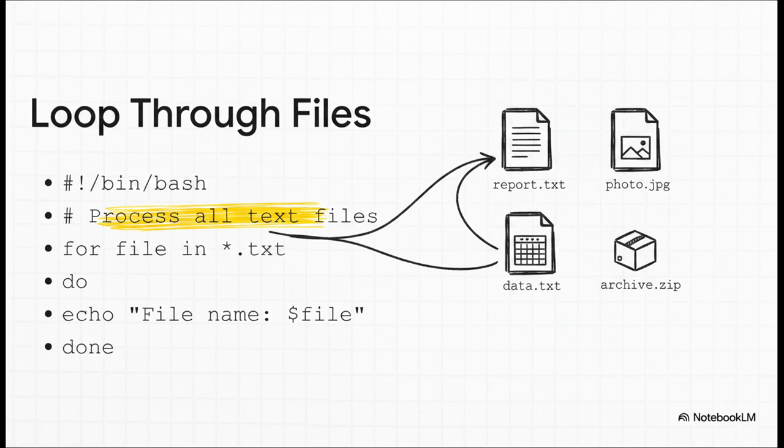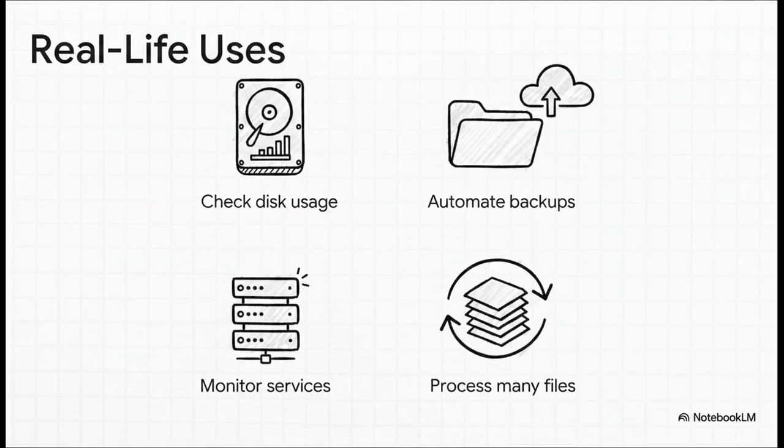The for loop then grabs every single matching file name and runs our code on it one by one. Can you imagine using this to convert or compress or even back up hundreds of files with just a few lines of code? It's so powerful. And really, the possibilities are endless. You could use a while loop to constantly monitor your disk space. You could use a for loop to process a batch of files you just downloaded. You could check if a web server is still running every 5 minutes. This is where scripting really starts to save you a ton of time and effort.